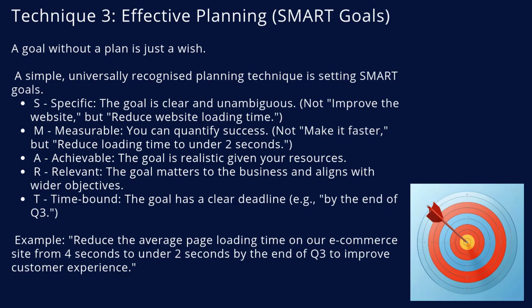For example, a poor goal is, improve our website. A SMART goal is, we will reduce the average page loading time on our e-commerce site from 4 seconds to under 2 seconds by the end of Q3, in order to improve the customer experience and reduce our bounce rate. See the difference? One is a wish, the other is a plan.